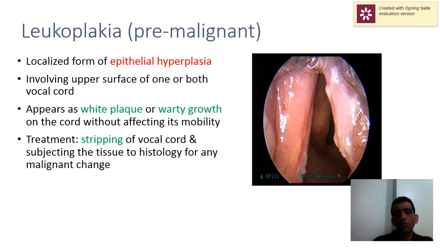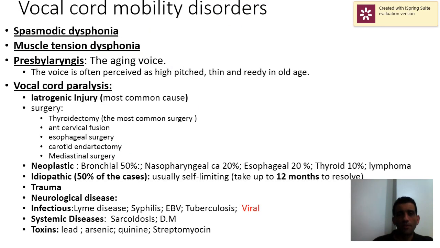One of the most important pre-malignant conditions is leukoplakia and erythroplakia. Leukoplakia is a localized form of epithelial hyperplasia involving the upper surface of one or both vocal cords, presenting as a white plaque or warty growth on the vocal cord. The treatment is excision and stripping of the lesion, sending it for histopathology, and monitoring for possible malignant changes.